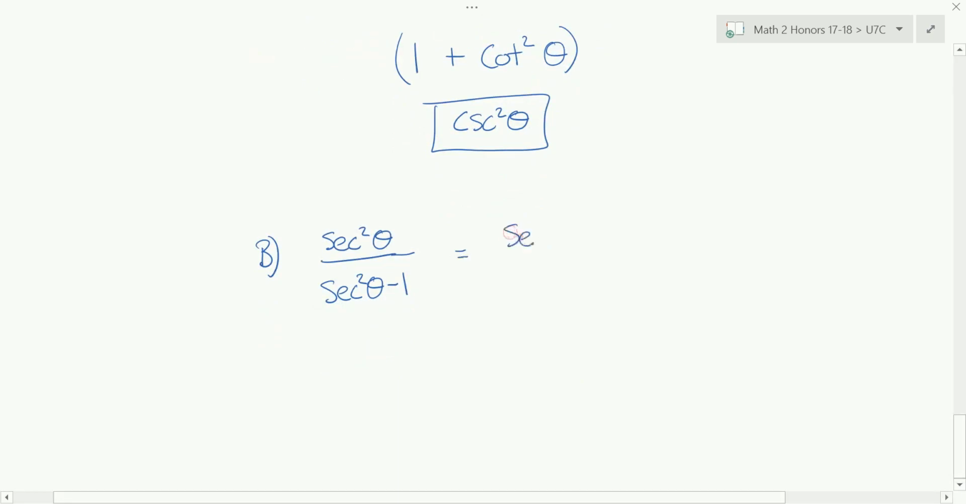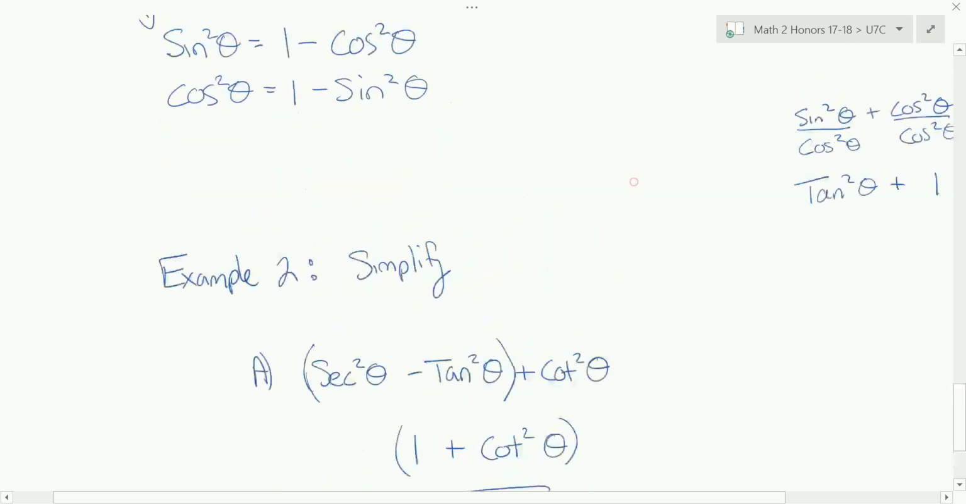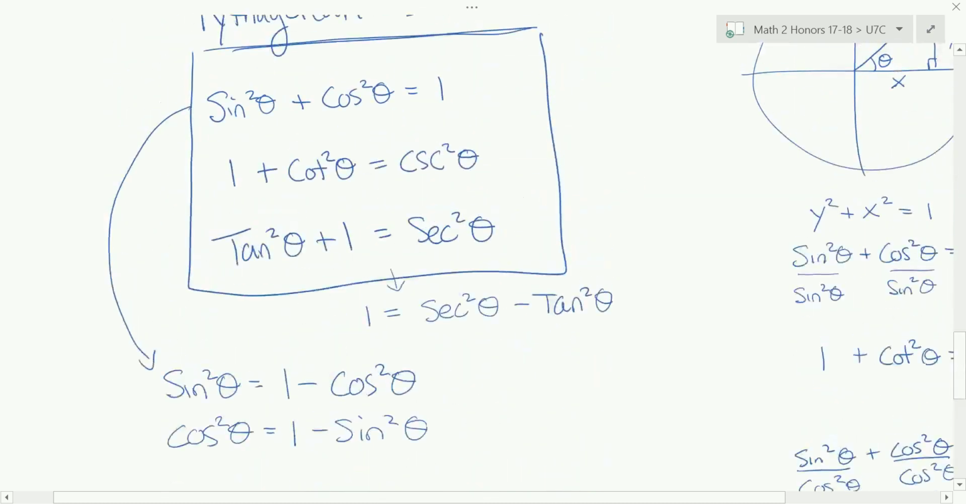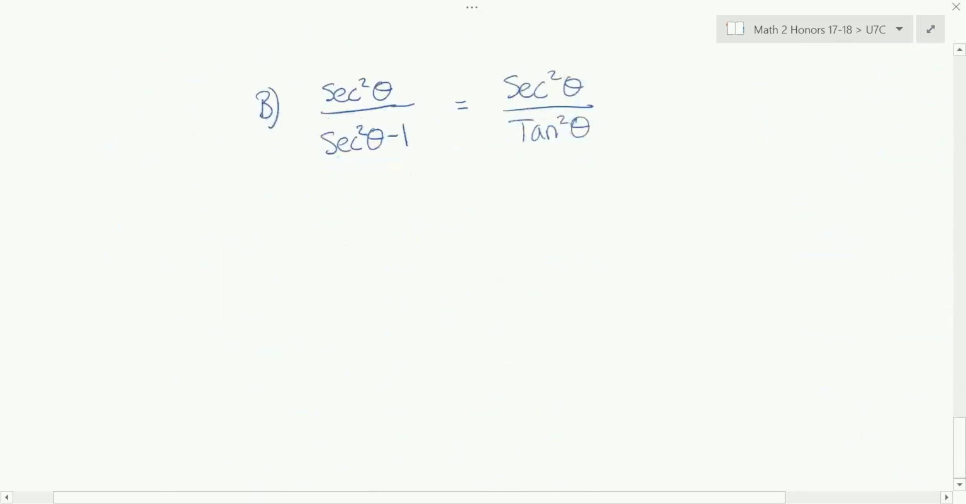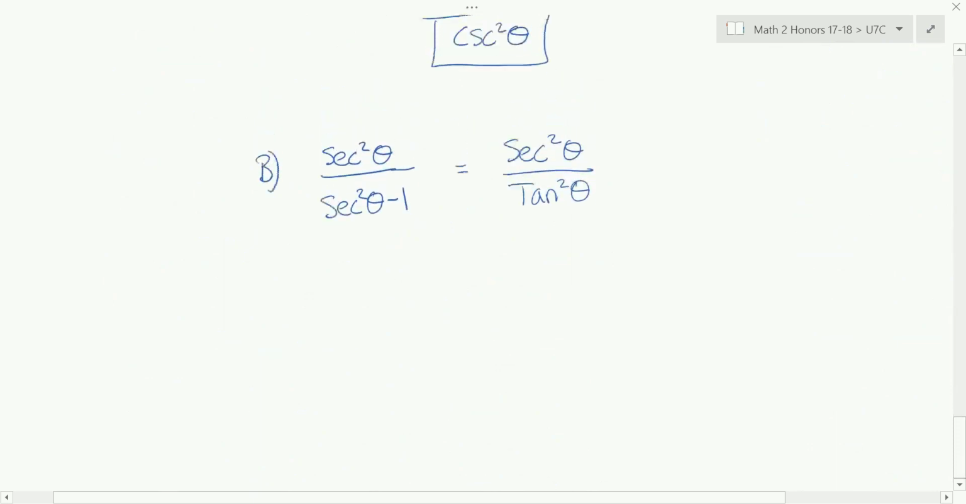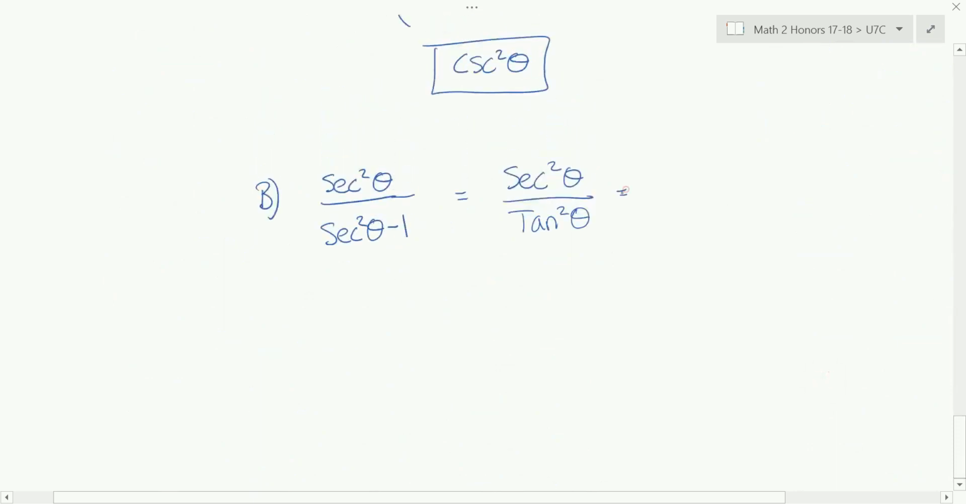Okay, so the numerator we're going to leave alone, but the secant squared theta minus 1 is the same thing as what? Tangent squared theta. You guys see why? You go back up to, if you solve for tangent squared theta on this third one, you get secant squared theta minus 1. Okay, so that's a good move. And then what's the next step?